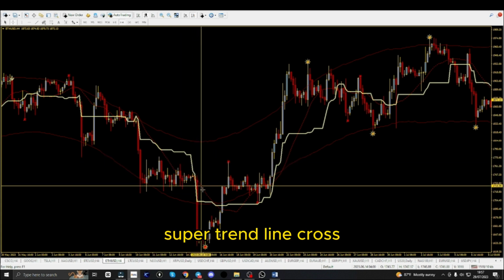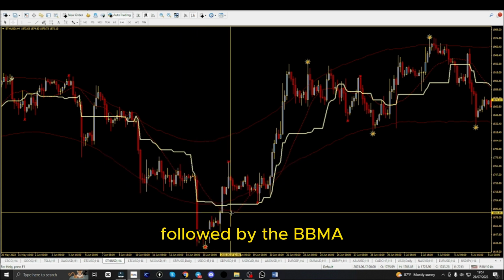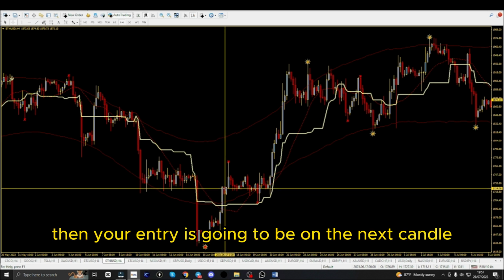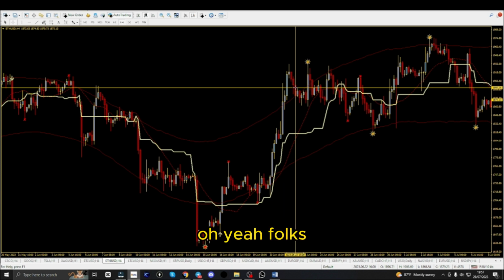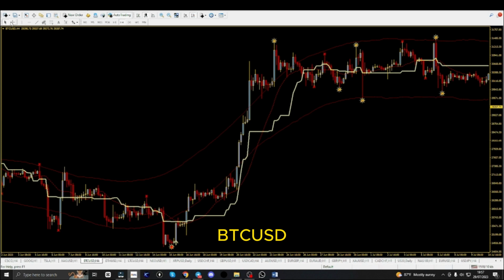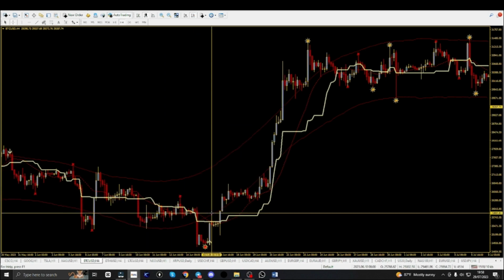Look at this, super trend line cross, followed by the BBMA, the bullish candle. Then your entry is going to be on the next candle, and then this is what happened. Boom. Oh yeah, folks, the pattern, it doesn't move anywhere. It stays there. When it makes this pattern, it stays. It's not going to move here or there, in a minute or the next day. It's going to stay there, so you don't have to worry. Okay, BTC USD is the same. Look at this, BTC USD.